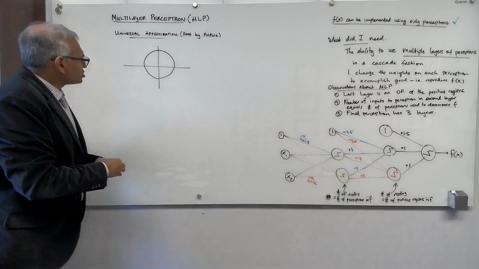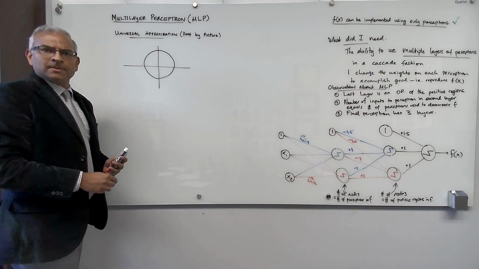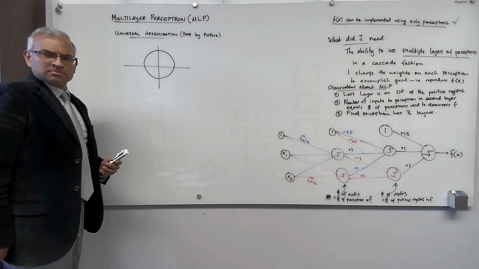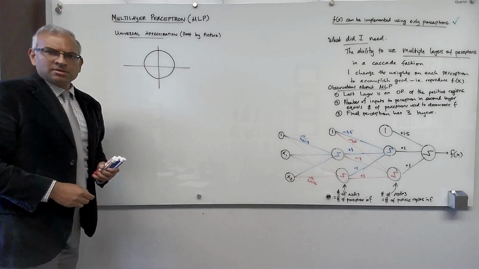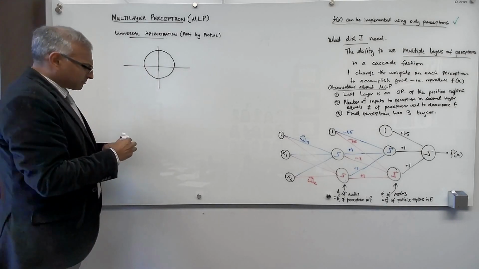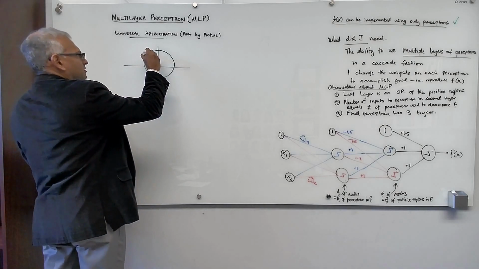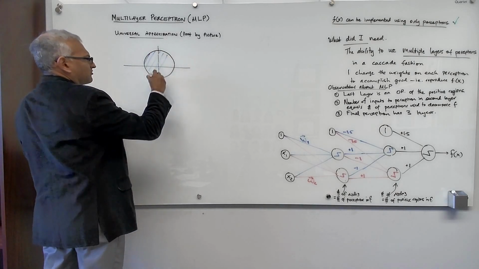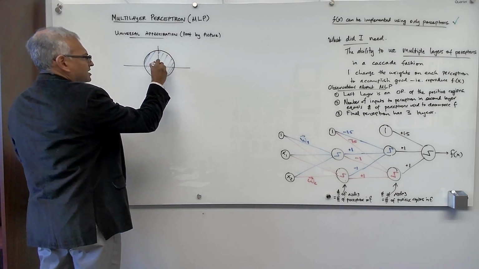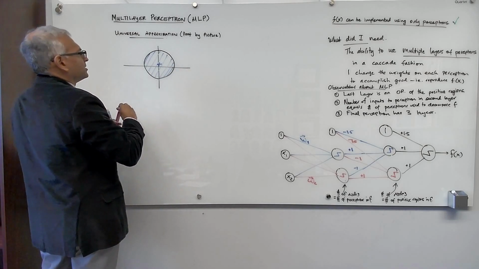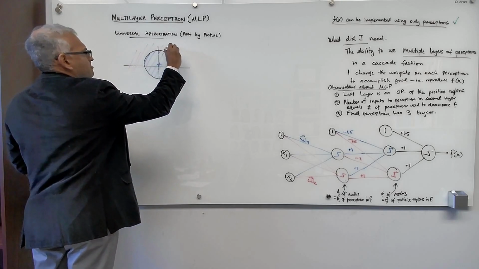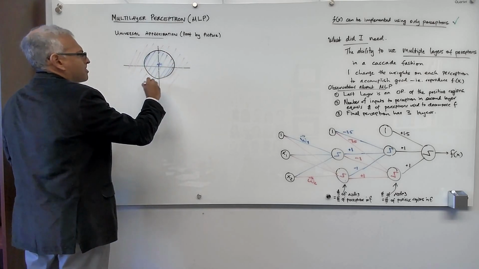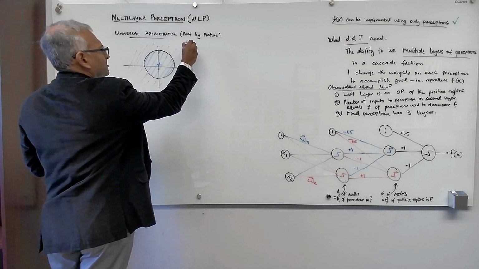So let me show you an approximation to this circular region, this circular boundary, that can be approximated with 4 perceptrons. So let me first tell you what's the classification problem, what's the target function. So inside here is plus, and outside we are minus.